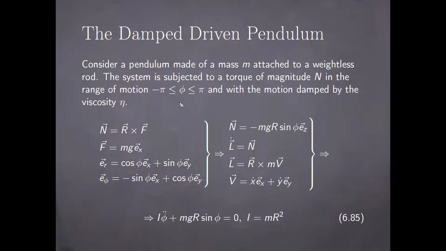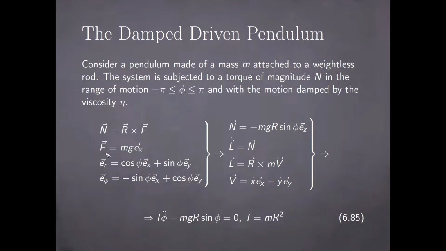So phi is going to be the polar angle of the usual spherical polar coordinates. And furthermore, apart from the motion under gravity and under the driving torque, we also want to have some dissipation effects present due to a viscosity eta, the damping constant of the medium in which the pendulum is moving. Now, the definition of a torque is the usual one in terms of the cross product between the radius of the mass and the applied force.